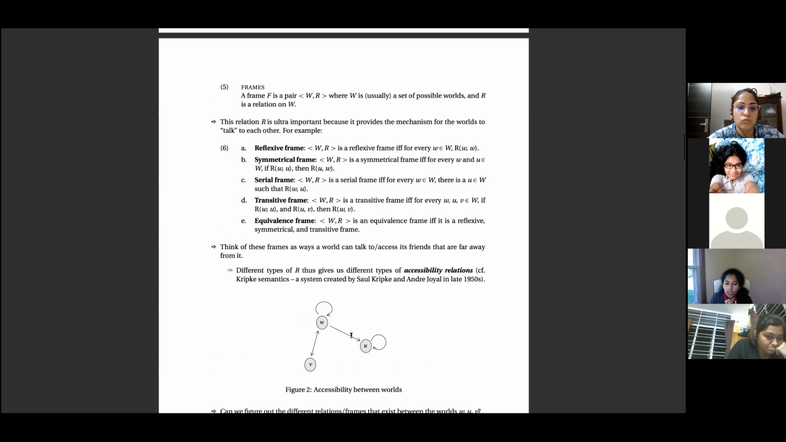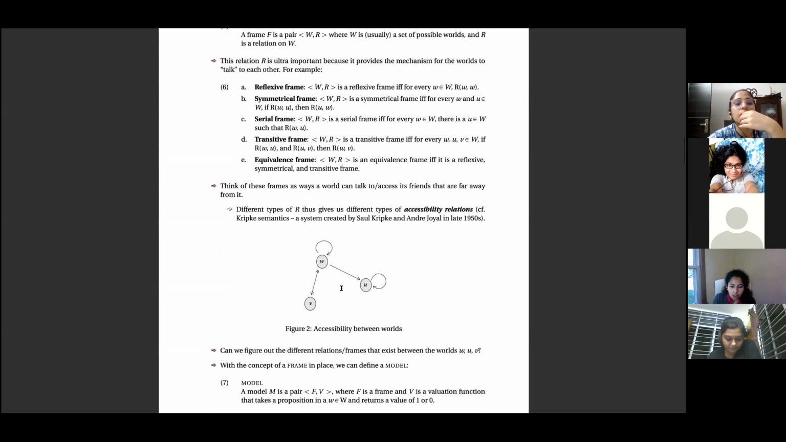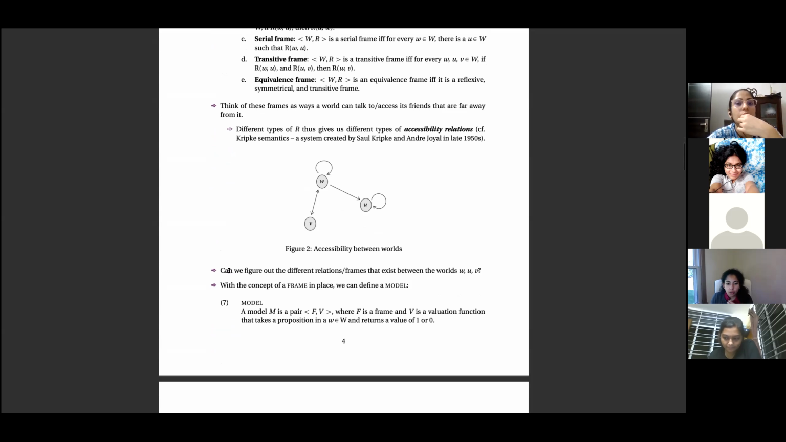So, if I had to formally capture V and U's relationship, I would say there is no relationship in modal logic. That means V is not accessible from U, right? V is not directly accessible from U. U is not directly accessible from V. Okay, so this is the question I just asked you. People are writing everything. Sorry.